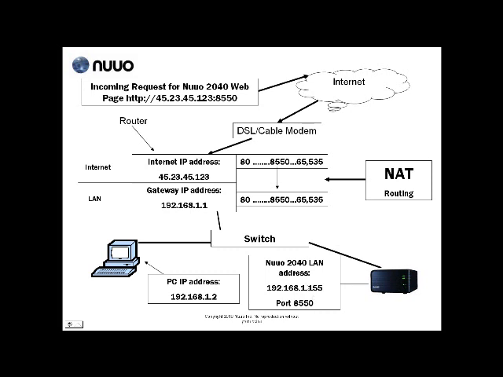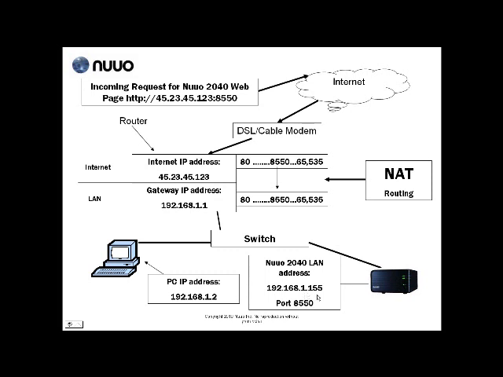So now, when we've got our user out here on the internet who is an authorized user, wants to look at the NUO product, wants to look at the live and recorded video, what does he or she do? They put in the public address of the DSL or cable modem, in this case 4523.45.123, the colon and the port number 8550. Remember the colon and the port number, you always have to use that. That hits the router, port forwards to address 192.168.1.155 in the local network, and the customer is going to see the username password challenge from the NUO 2040.